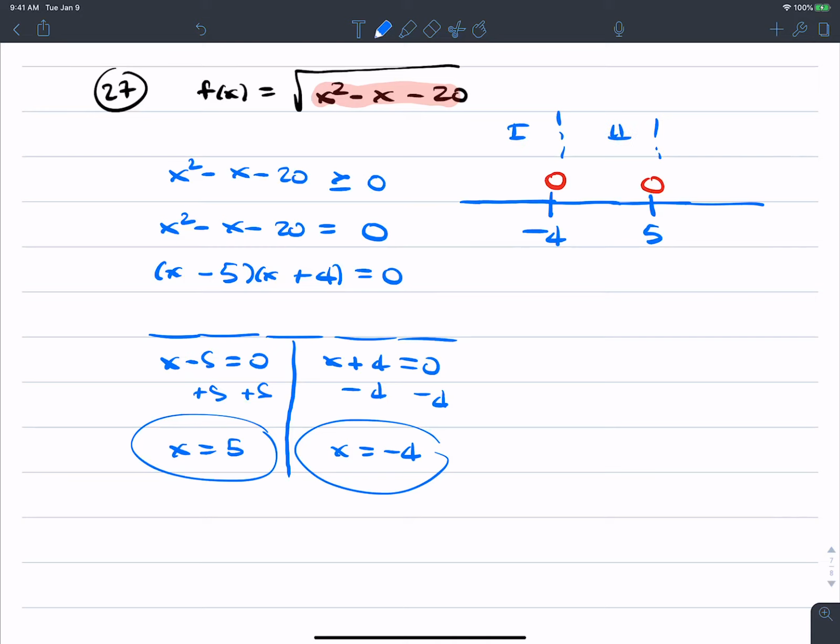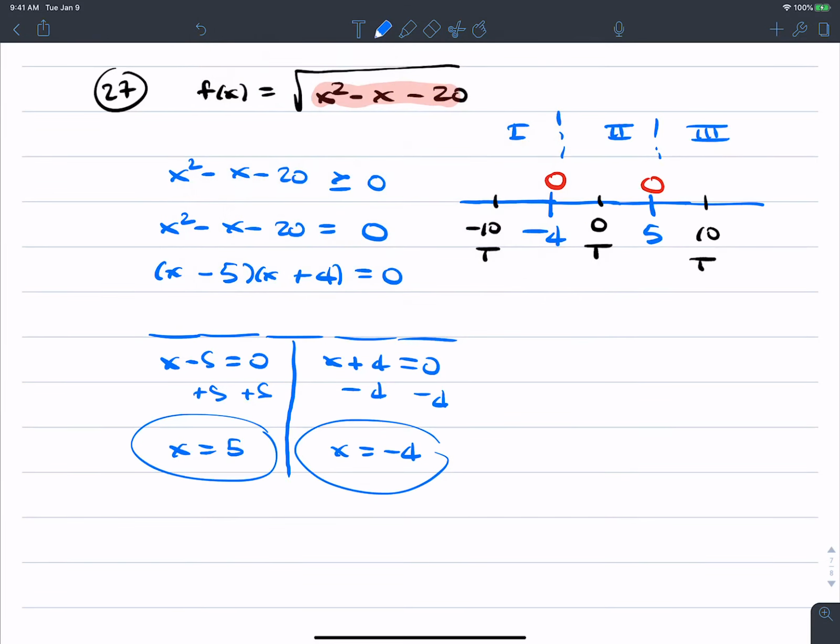Region 1, region 2, region 3. We need test points. Any number to the left of -4, like maybe -10, that's a test point. Any number between -4 and 5 for region 2, 0 is available, that's a test point. Any number to the right of 5, like maybe +10, is another test point for region 3. We're going to test our regions.